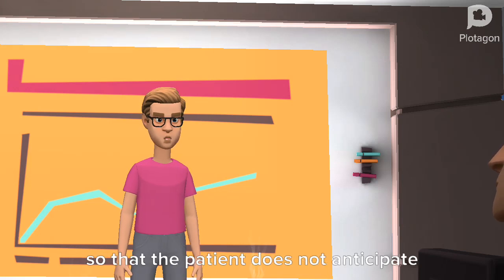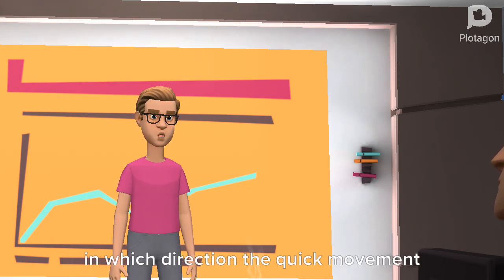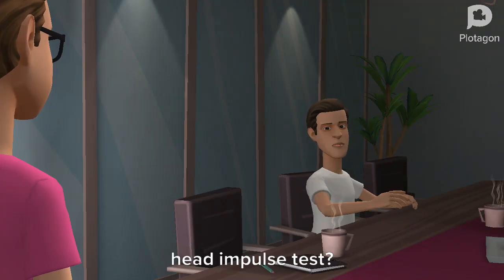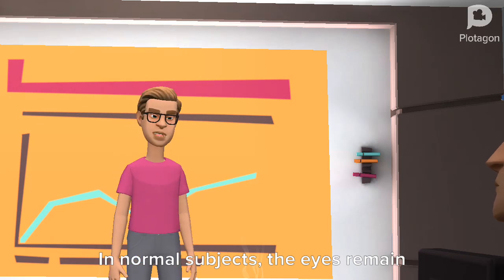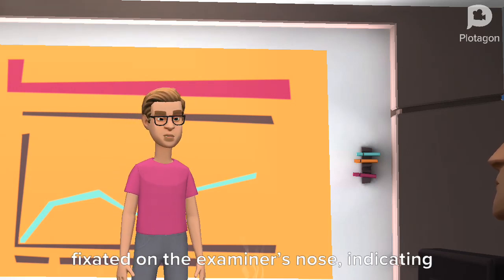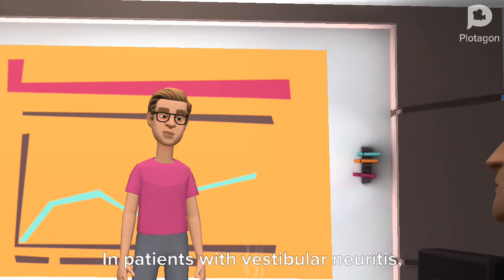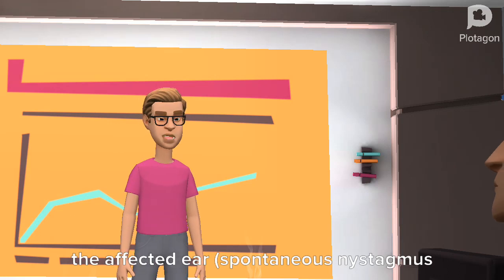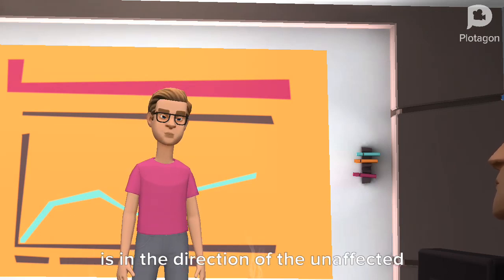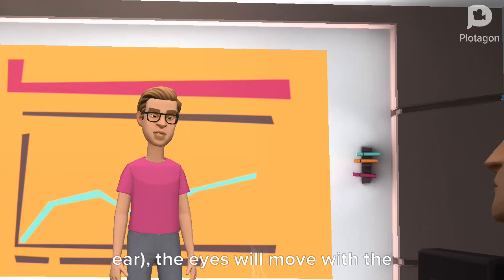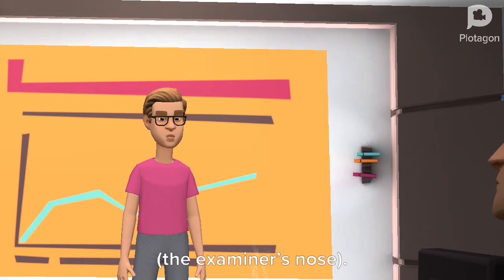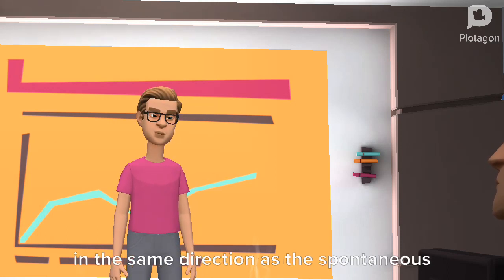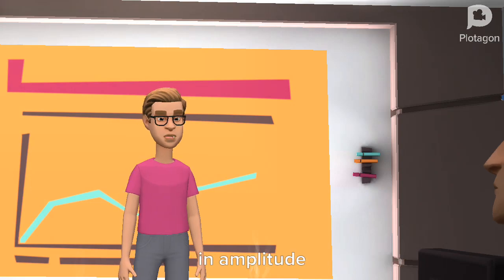This should be done in a random fashion so that the patient does not anticipate in which direction the quick movement will occur. What's the interpretation of this head impulse test? In normal subjects, the eyes remain fixated on the examiner's nose, indicating an intact vestibulo-ocular reflex. In patients with vestibular neuritis, when the head is moved quickly toward the affected ear, spontaneous nystagmus is in the direction of the unaffected ear, the eyes will move with the head and thus overshoot the target, the examiner's nose. The examiner sees a catch-up saccade in the same direction as the spontaneous nystagmus that is noticeably larger in amplitude.